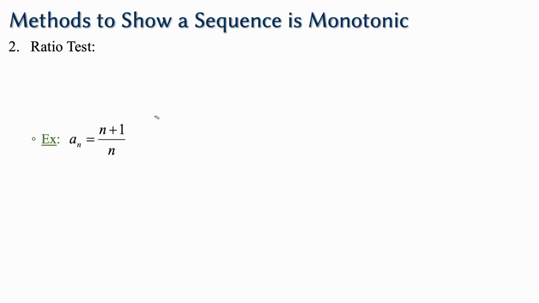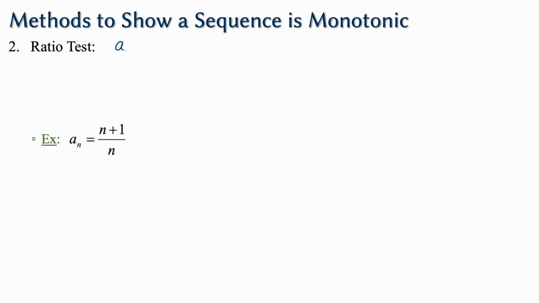Now, the second thing we want to talk about, again, as far as a method to show sequences being monotonic, would be what's called the ratio test. In this case, we're still going to do the same thing we did before. We're going to examine the n plus 1th term and the nth term. This time, instead of subtracting the two terms, we're going to divide them and see how big that number is and look at that comparison.